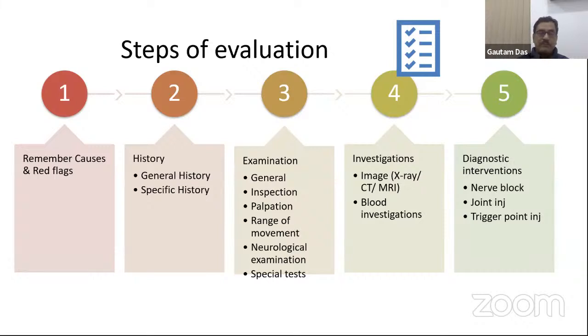So this is one of the very typical features of cervical myelopathy, particularly if there is a chronic disc disease or chronic narrowing of the canal.